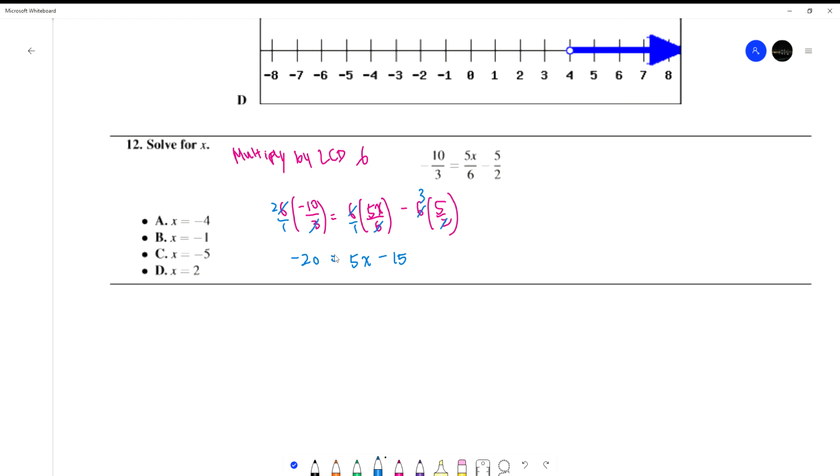So now it's a one variable linear equation. Add 15 to both sides, right? So you have negative 5 is equal to 5x. Therefore, negative 1 is equal to x. And we have answer choice B. All right, so don't forget that one. That's how you do that.